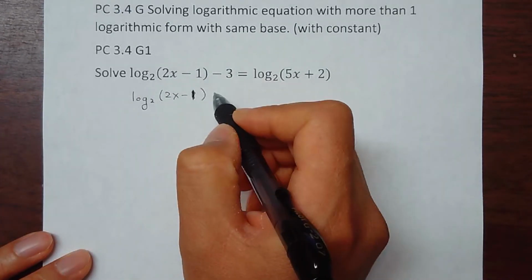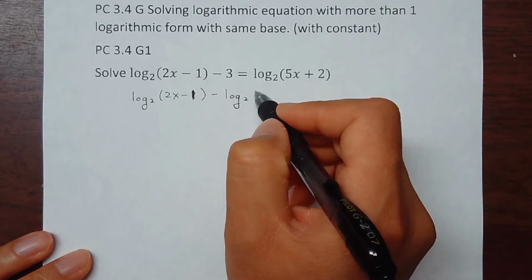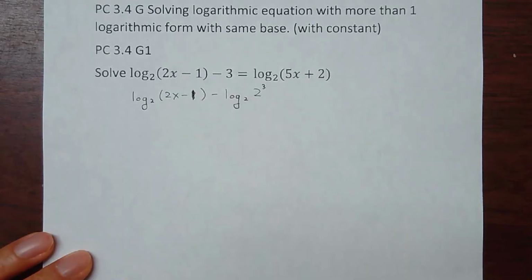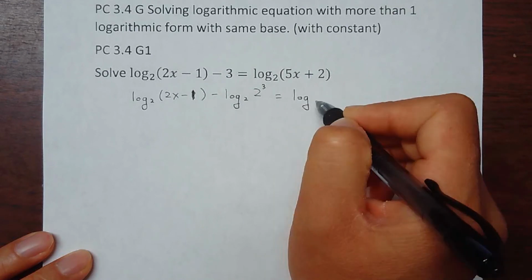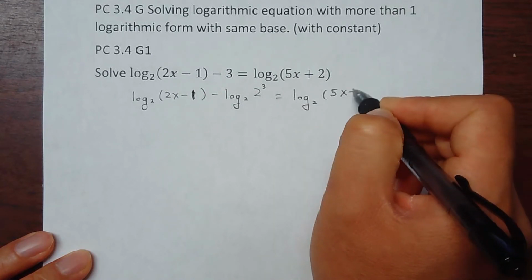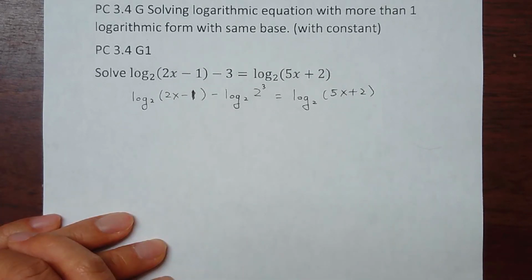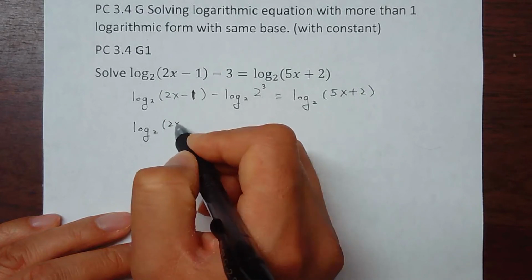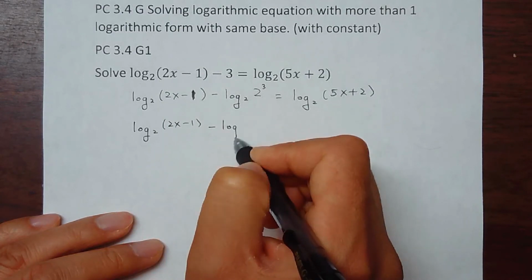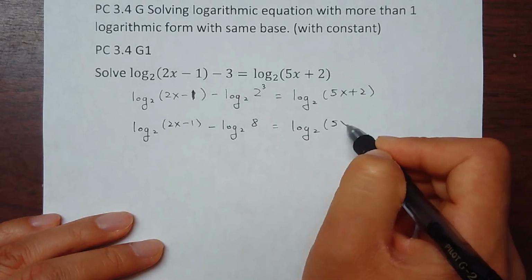So minus 3 is the same as minus log base 2 of 2 to the third power. That's the same as 3. Then we have an equation with all logarithmic form. So log base 2 of 2x minus 1 minus log base 2 of 8 equal to log base 2 of 5x plus 2.